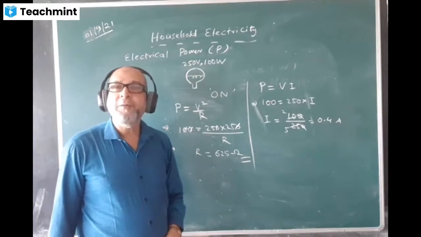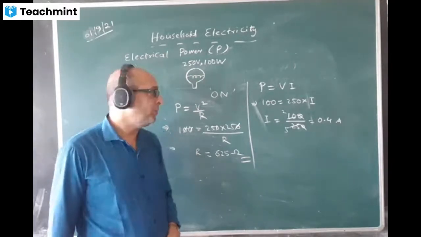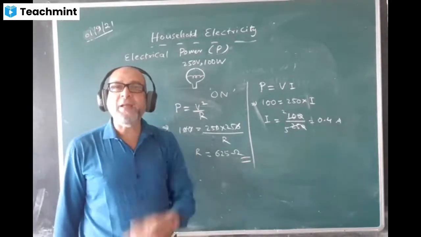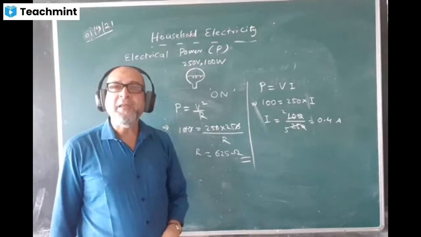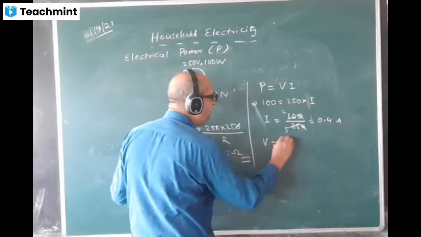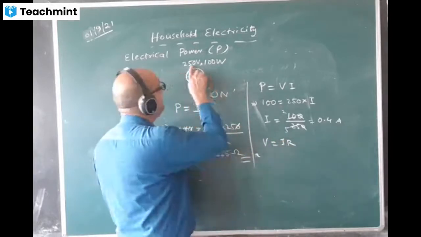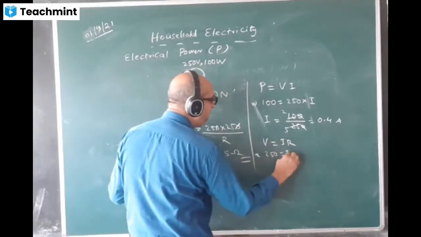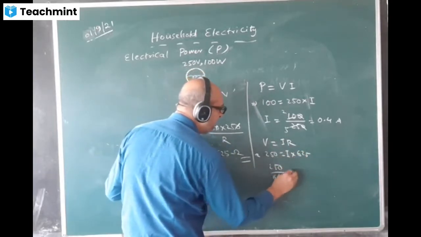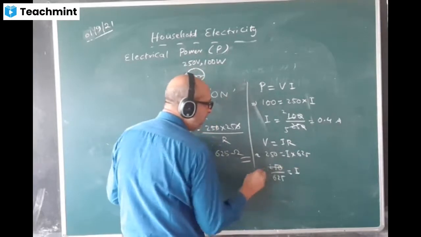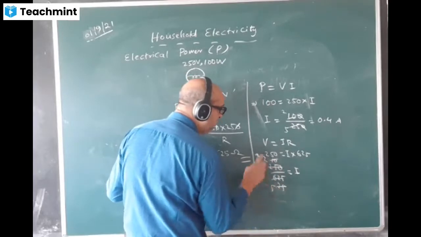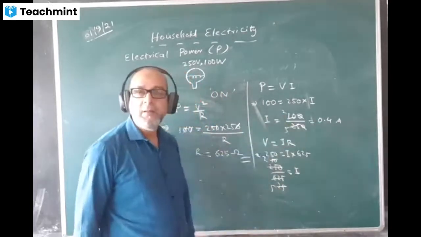Or sir, can you show it? What to show? You can even use a simple formula V equal to IR and find the value of I. You will get the same answer. After finding R, I'll use the formula V equal to IR and I'll get the same. Voltage is how much? 250. Current I want to find, resistance is how much? 625. 250 by 625 is the value of I. Cancel out. 25 tens are 250, done. 5 2s are 10, 5 5s are 25, so 2 by 5. Same answer will come.